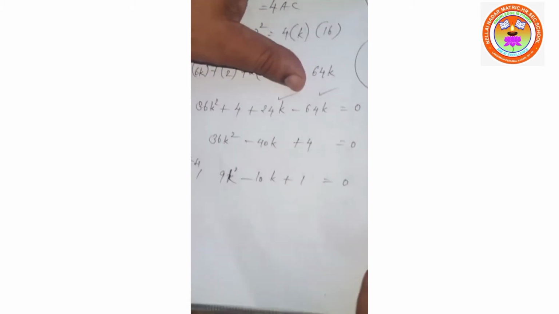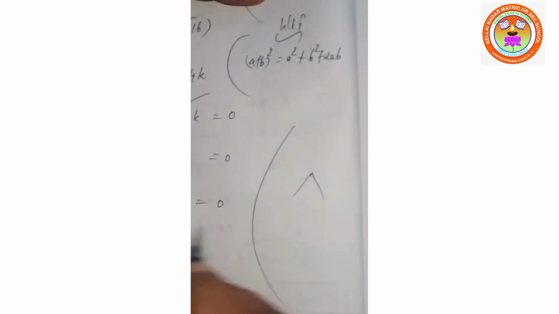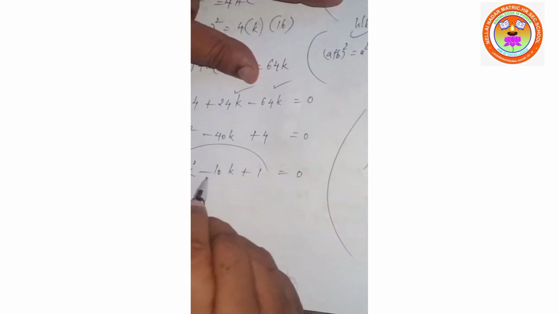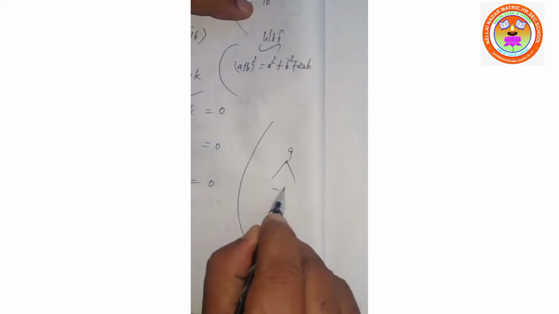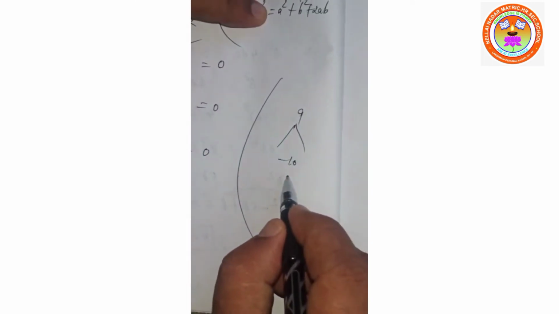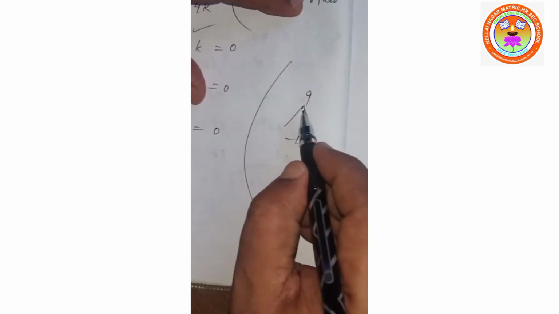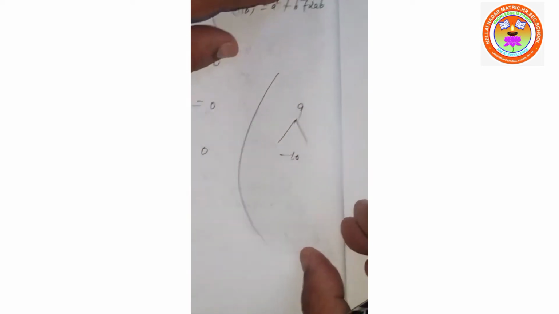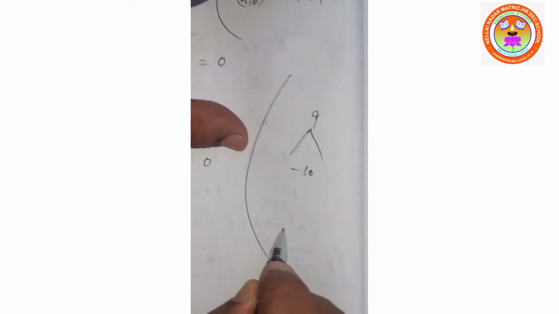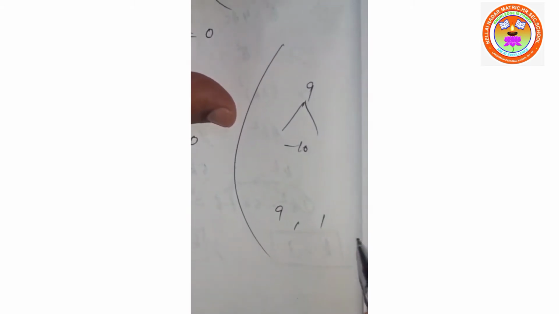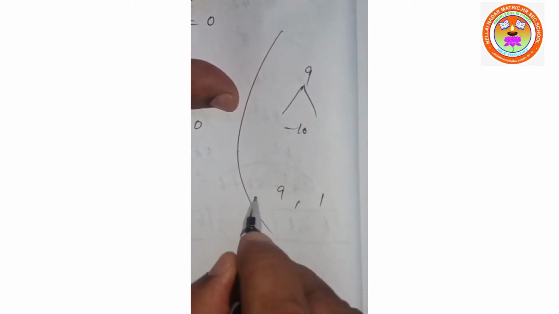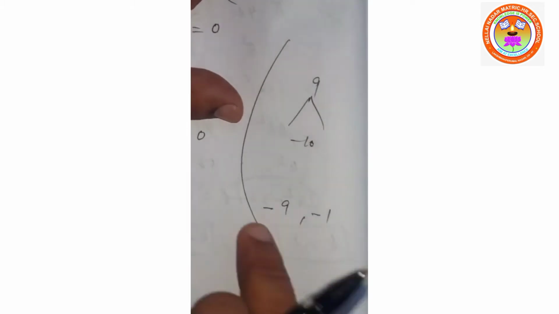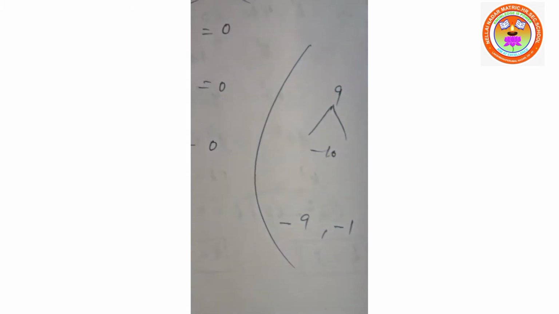Now we can factorize. The coefficient of k squared equals 9. 9 into 1 is 9. Coefficient of k is minus 10. Product 9 and sum minus 10. For getting 9, we have a double combination: 9 ones are 9 and 3 threes are 9. Here you have to take 9 ones are 9 only. For getting minus 10, introduce minus for both the numbers. Add the two numbers, minus 10. Multiply the two numbers, plus 9.